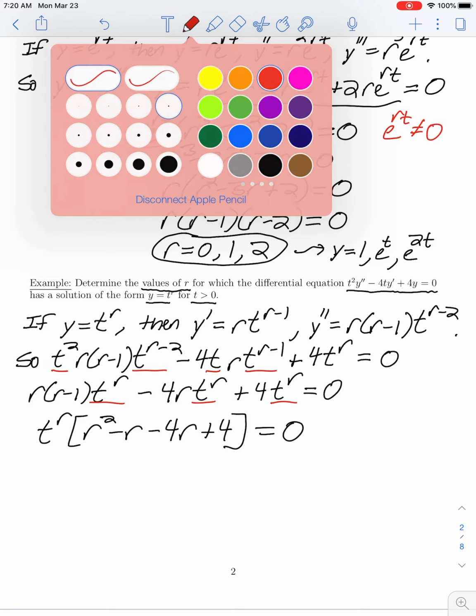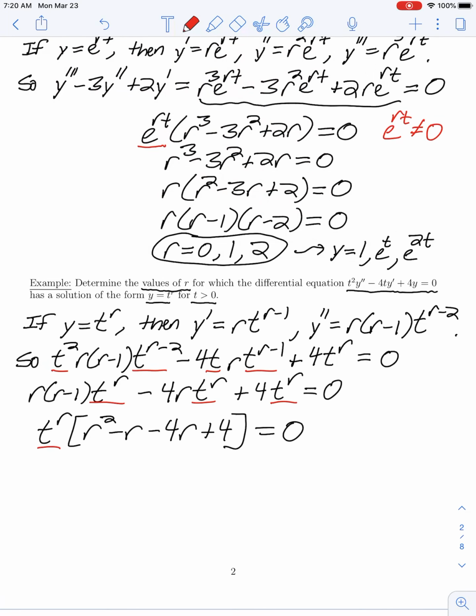Now, as with our previous example, this lead term which we factored out, t to the r, can never be equal to 0 here. And the reason being is that we had assumed t was positive. So if I take a positive number and raise it to some power r, it's going to be positive. We could never have a 0 value. So the only way for this equation to equal 0 is if the part in brackets here, which reduces to r squared minus 5r plus 4, is equal to 0.